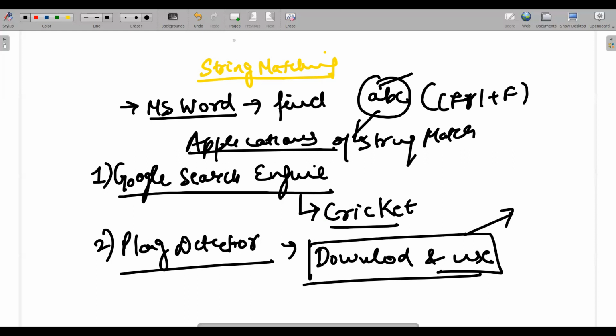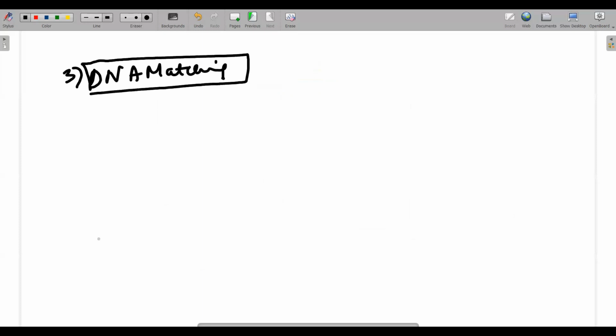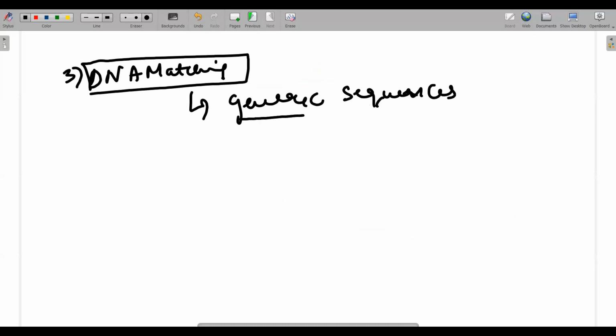Then, the next use of the string matching algorithm is DNA matching. If we want to match which particular pattern a person's DNA belongs to, there are genetic sequences that are actually matched for whatever person is involved. So DNA matching is one important application.